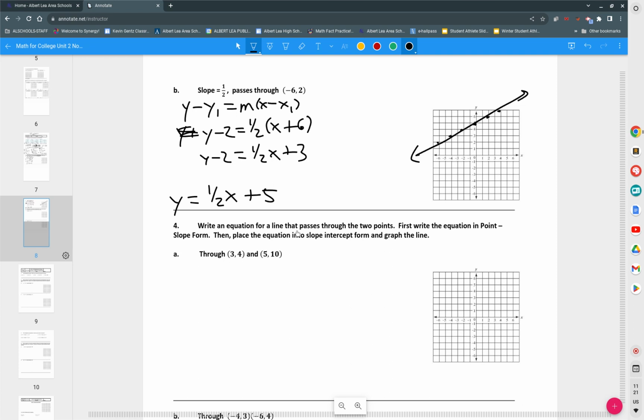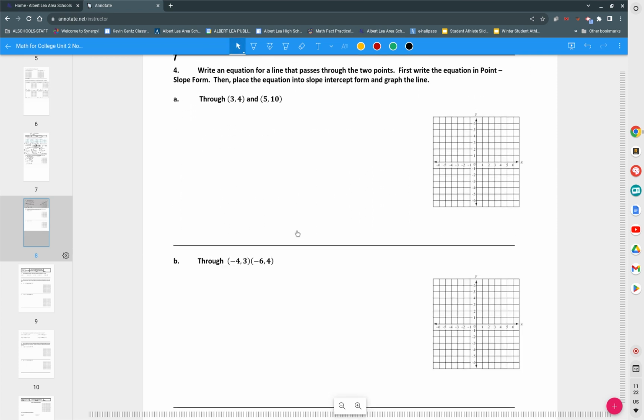It says, does it go through the point -6, 2? Well, I go back 6 and up 2. Sure enough, it goes through that spot. That tells me I probably did the problem correctly. Okay? All right.